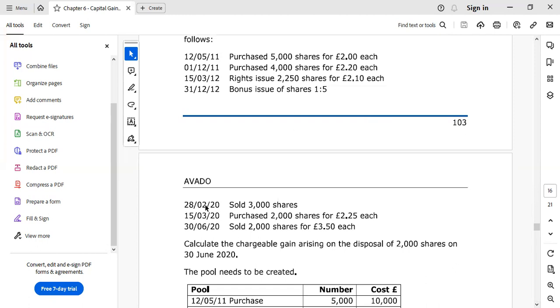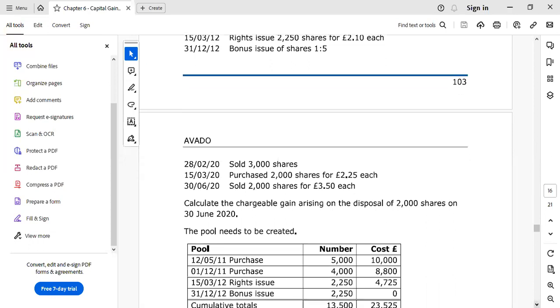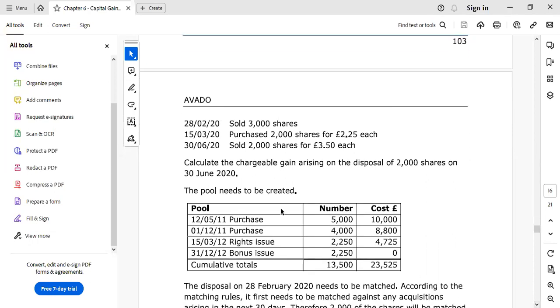Here, on 28th February he sold 3,000 shares, and on 15th March 2020 he purchased 2,000 shares again, and in June 2020 he sold. Now calculate the chargeable gain arising on the disposal of 2,000 shares on 30th June 2020. So we need to find out the chargeable gain for 30th June. Let's solve this difficult example. Everything we need to write here in a pool.